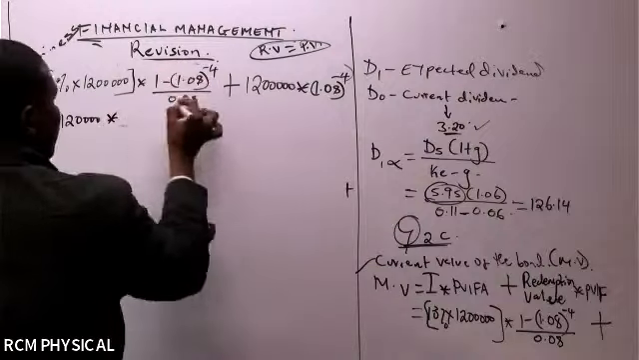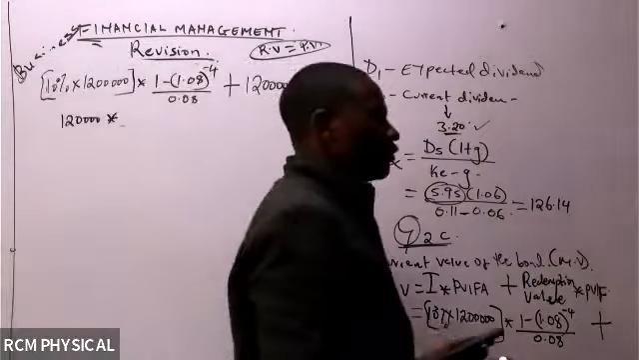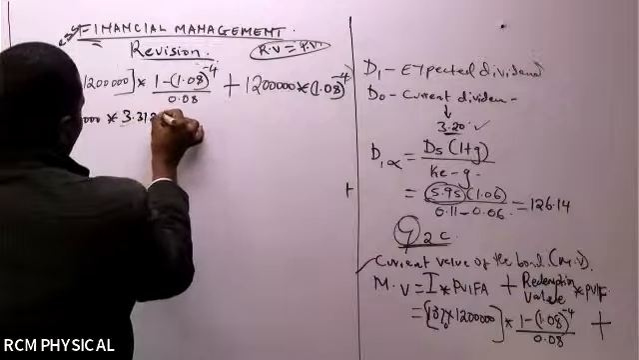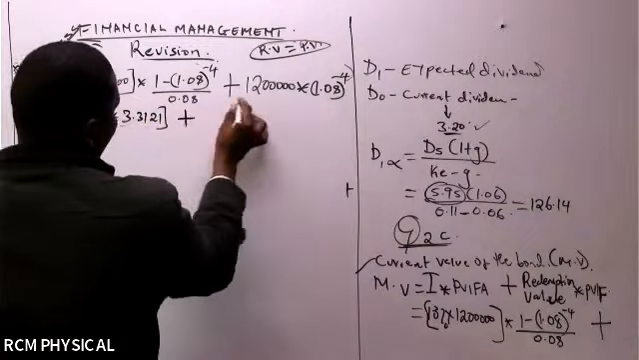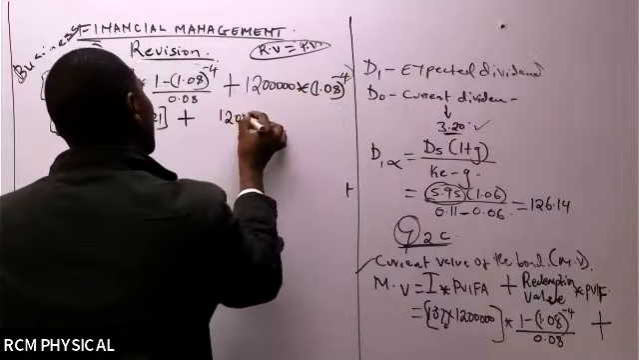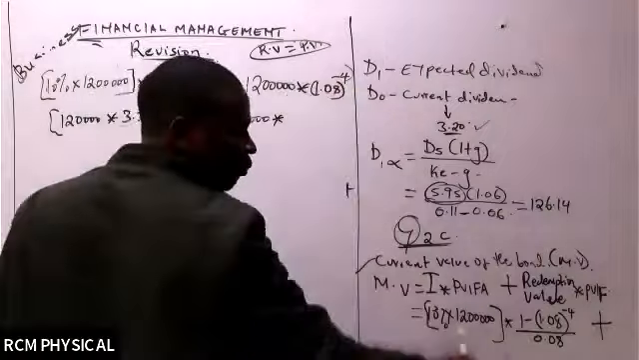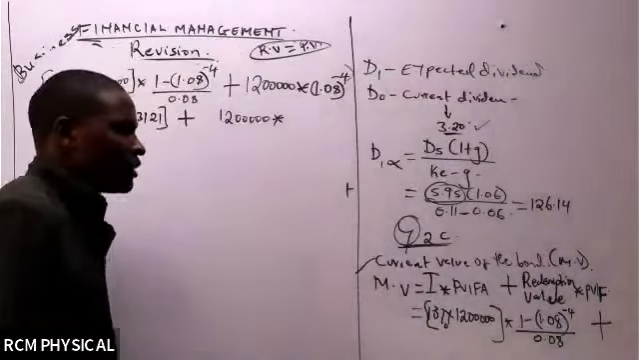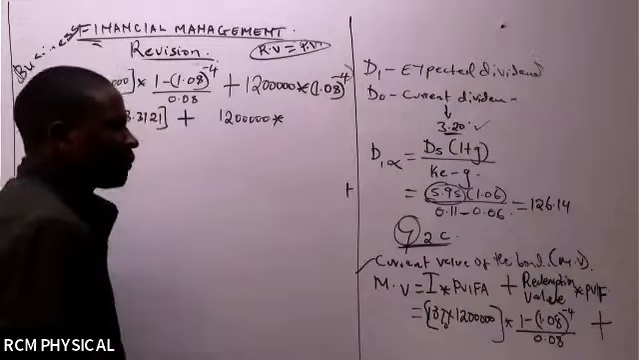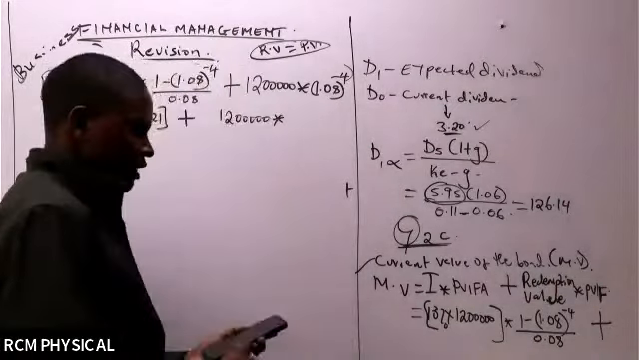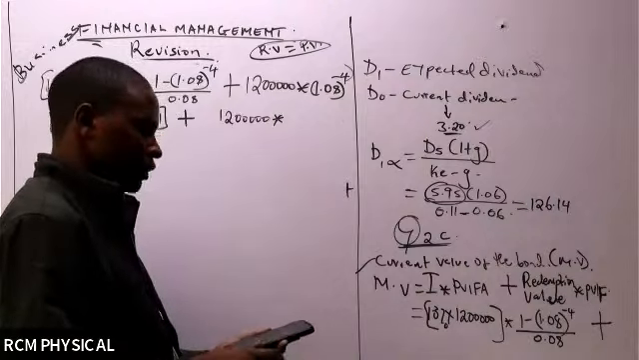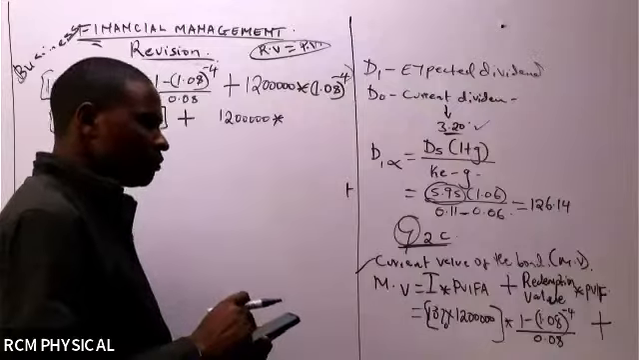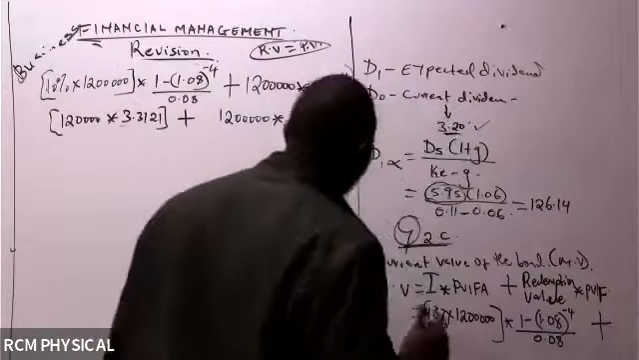So it's 120,000 times this PV. Give me the PV here, so that I can consolidate: 3.3121. Plus here it will be 1,200,000 times the PV at 8% for 4 years. How much is that? That's money.